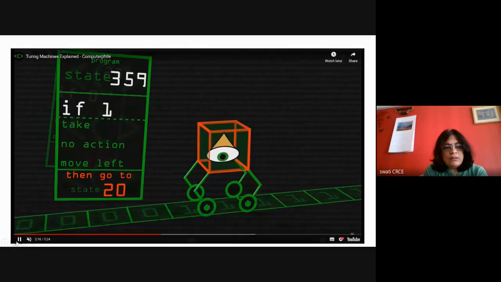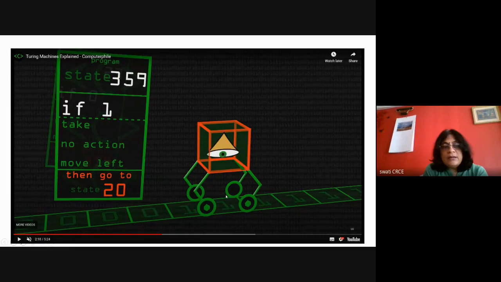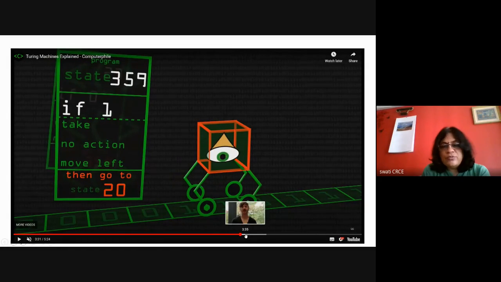Here we are saying that the machine is in state 359. If there is a one, then take no action and move to the left. So the machine will move to the left, and then it is in state 20. This way we can define the working of the machine. Or, if the state is 23 and it is zero, then erase zero and write one, move to the right and go to state 359. This way the machine is going to work.